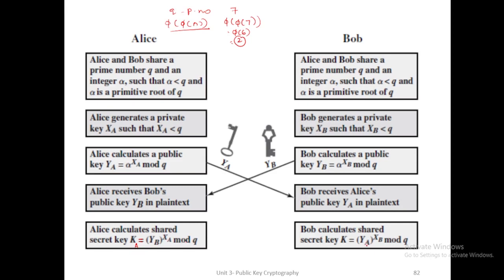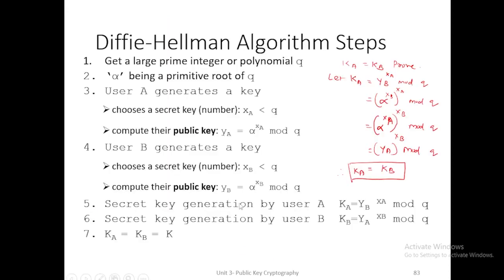Like that, after receiving the public key of user A, receiver B calculates his own secret key KB. The formula is KB is equal to YA power XB mod q. Finally, the calculated secret keys KA and KB should be equal. We should verify that value. So how can we verify it? The steps will be written in algorithm form.